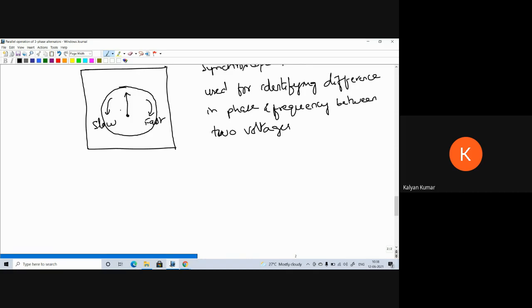We have to give two voltages to the incoming synchroscope. So VR for bus bars and VR dash for incoming alternator. If these two are supplied to the synchroscope, if both are equal in phase and frequency, then the pointer comes to rest.